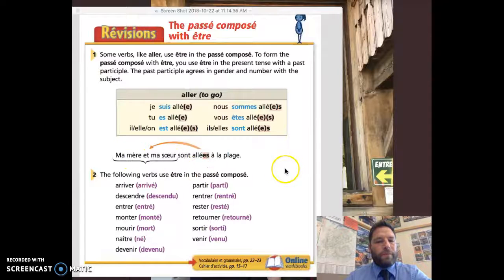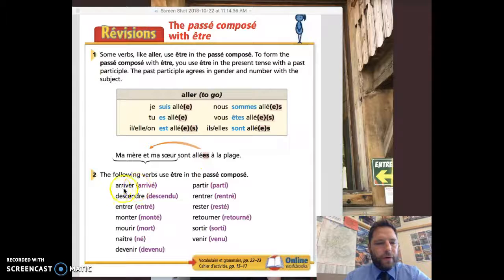So to give an example of this where you have the ES at the end: Ma mère et ma sœur sont allées à la plage. My mother and sister went to the beach. Okay? So here they give you the list of the verbs. We have arriver, descendre, entrer, monter, mourir, naître, devenir, partir, rentrer, rester, retourner, sortir, and venir.